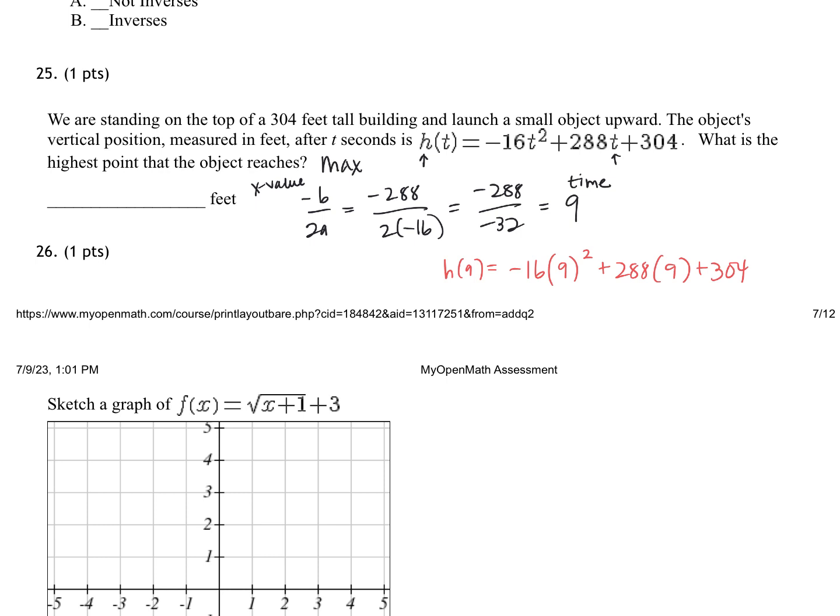So let's see, we have 9 times 9 times -16. That'll give us -1296. 288 times 9 is 2592, plus 304. Okay, and when I did that, I got 1600. So that is feet. So 1600 feet is the highest point that the object will reach.